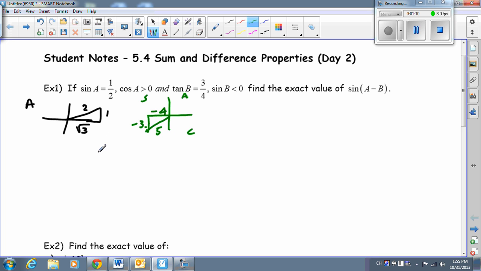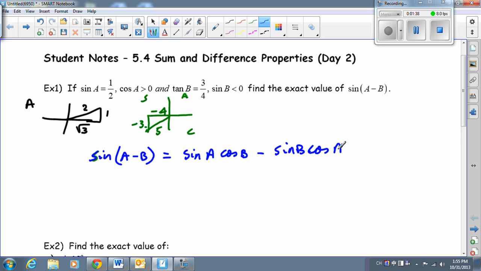Let's go ahead and write down what we're looking for. We're looking for the sine of A minus B. Well, the sine of A minus B is equal to, if you break it down, sine of A times the cosine of B minus the sine of B times the cosine of A.